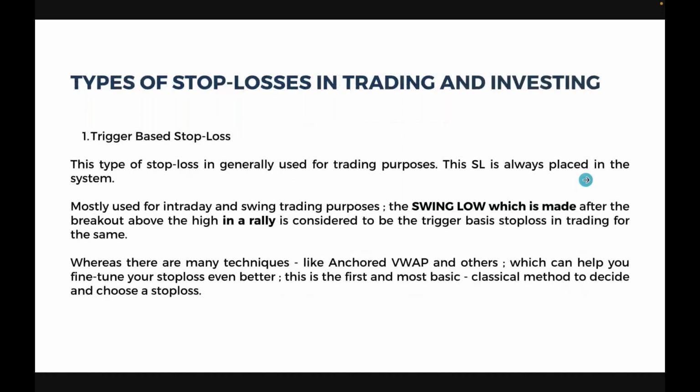Now there are two types of stop losses. First one is a trigger based stop loss, and the second one is a closing based stop loss. The first stop loss is a trigger based stop loss. Now trigger based stop loss is generally used in trading. Okay, basically दो तरह की trading होती है, एक होता है intraday trading and the other one is a swing trading. So this type of stop loss, which is called a trigger based stop loss, this is always placed in the system, and it is mostly used by intraday traders and swing traders for just trading purposes.